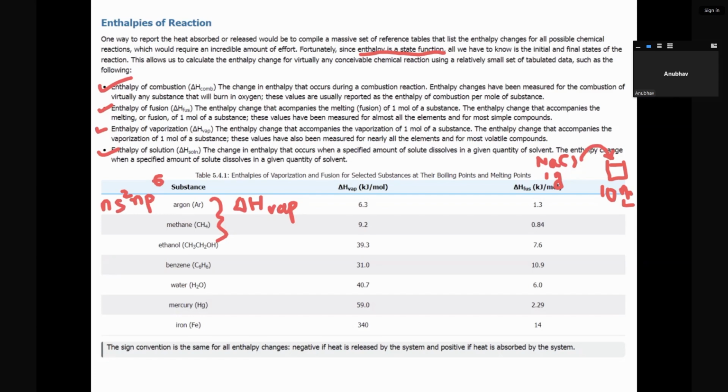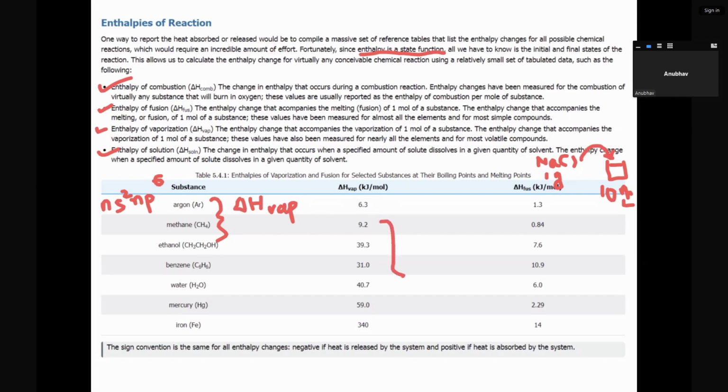And since the van der Waals attraction between the argon atoms is very low, we will require less energy or enthalpy to vaporize it. That's why the delta H vaporization of argon is much less than that of methane. Actually, the delta H vaporization of argon, the inert gas, will be lower than any other substance that we will be discussing here. You see here, in case of argon, the delta H vaporization is 6.3.